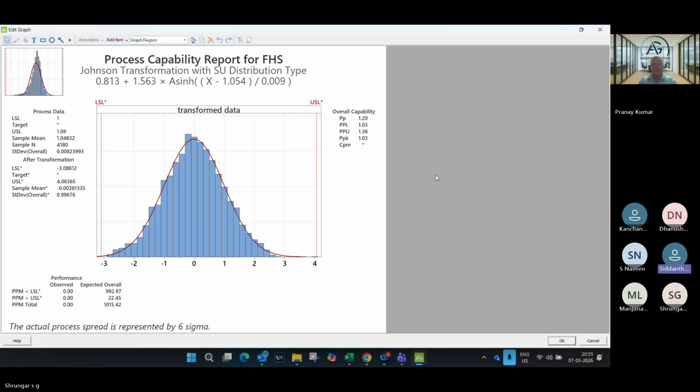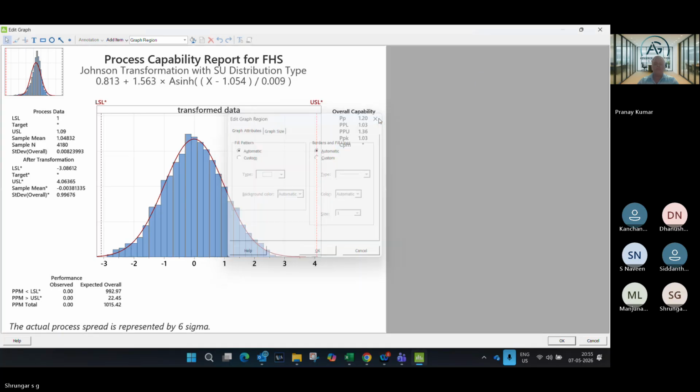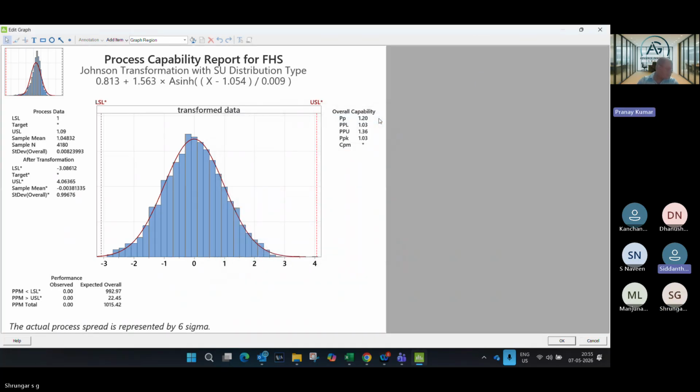Pranay sir, one doubt. For long-term capability study, I don't know if our understanding is correct, but long-term capability is Ppk, and for short-term it's Cpk. Correct. But sir, sometimes the customer asks for Cpk even for long-term. So at that time, I don't know what to do. It will be very tough for us to explain to him.